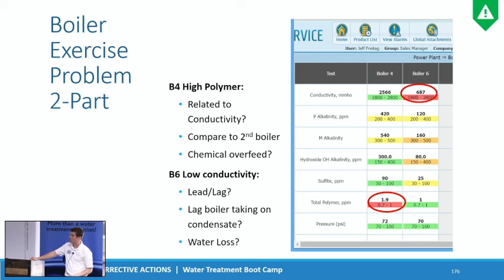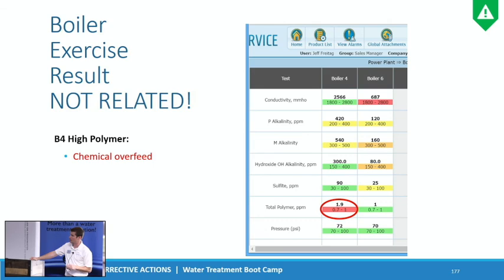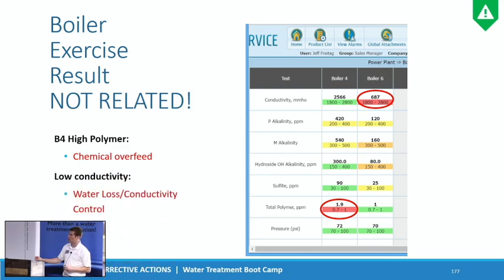Okay, not related. So the key point here is the conductivity in boiler 6 being low is not related at all to the total polymer being high in boiler 4, right? So each boiler is its own separate thing. And this one's saying, okay, the low conductivity is due to water loss. It very well could be. In this case, this boiler is just not running. So, okay. And now with that, we'll move over to boiler startup.